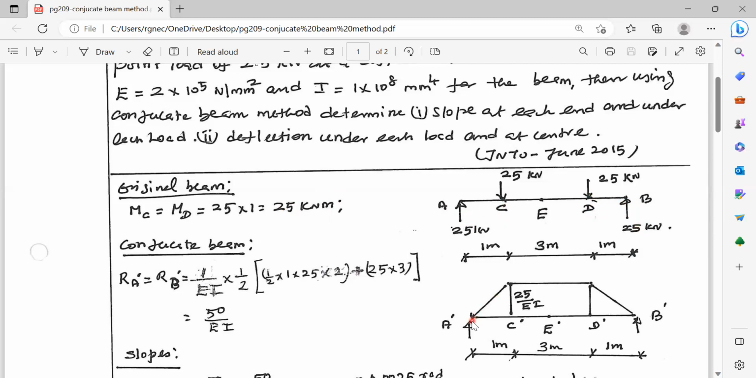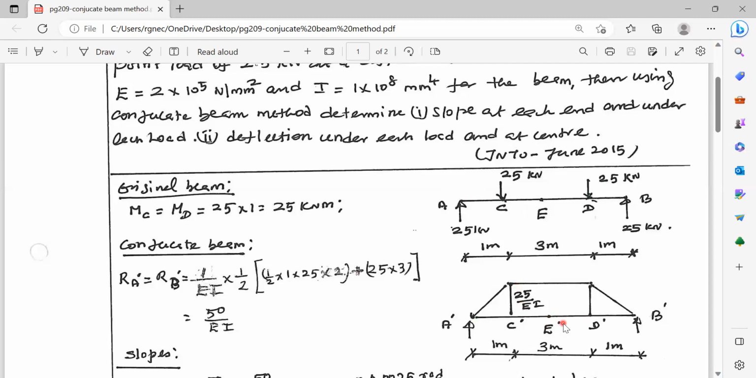So here, from C dash to D dash, the bending moment is 25 kilonewton meter into 1 by EI. Similarly, here also the bending moment ordinate is 25 kilonewton meter. Therefore, the ordinate of the loading diagram is 1 by EI times 25 kilonewton meter. Bending moment diagram times 1 by EI will be the loading diagram for the conjugate beam. So this loading diagram is nothing but the bending moment in the given beam into 1 by EI. This is the conjugate beam.